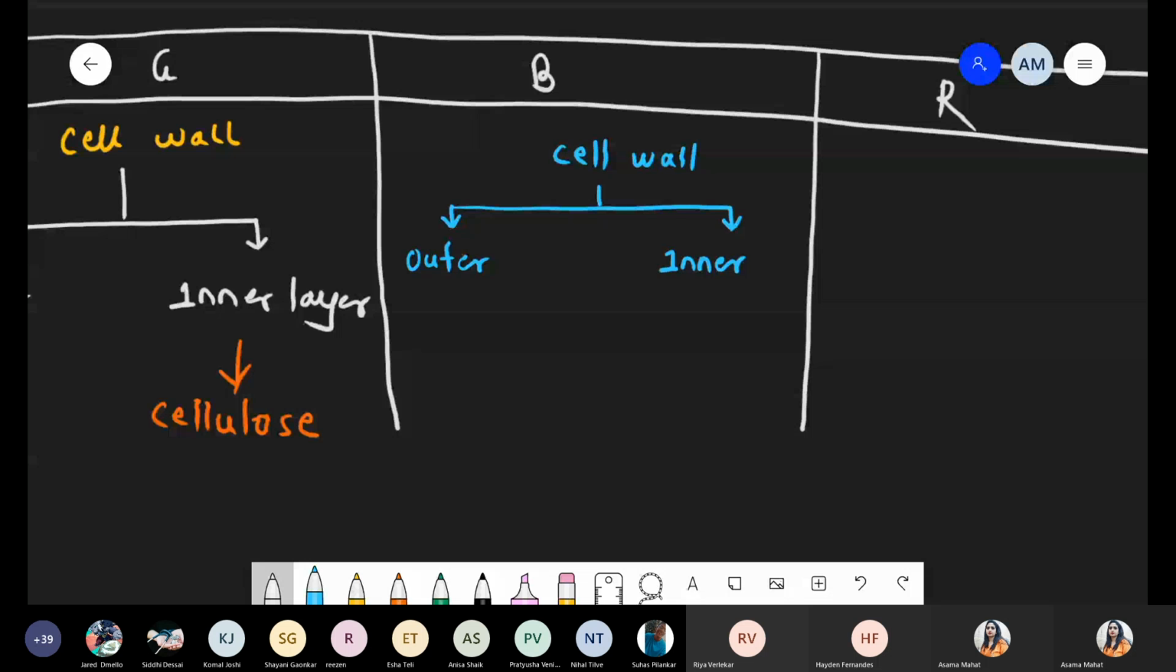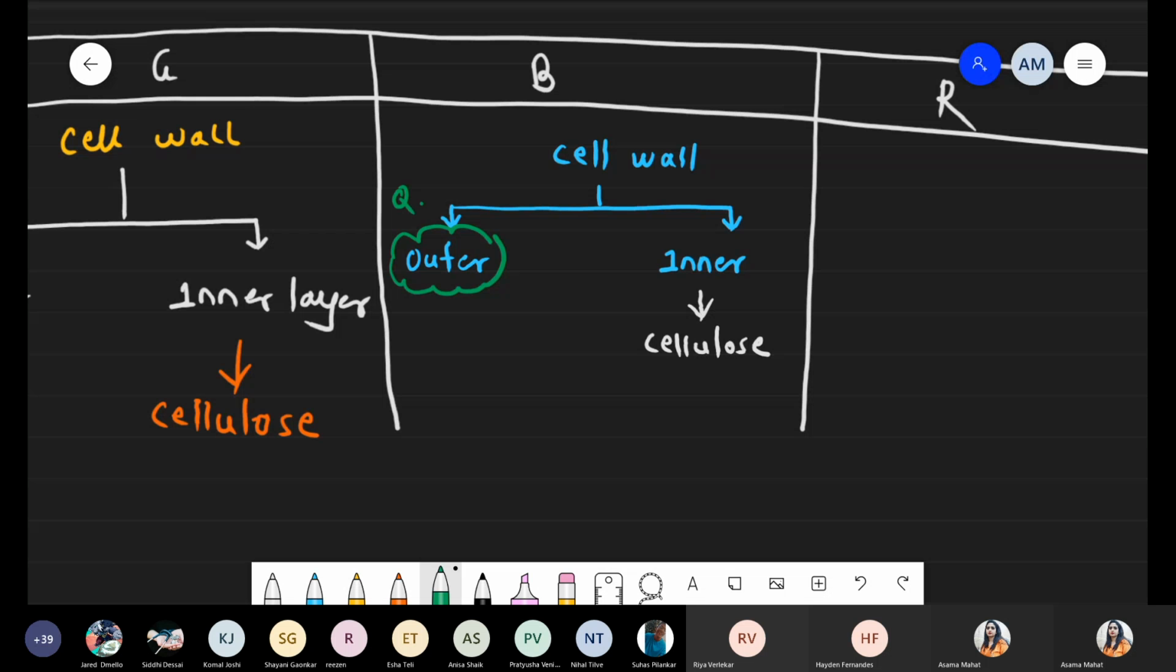Here also it will be the same. The inner layer is made up of cellulose. No change. It is present in all types of algae, so there is no change in the inner layer of the cell wall in green, brown and red algae. Where will the change be? The change is always in the outer cell wall layer, and whatever question comes, it comes from the outer cell wall.